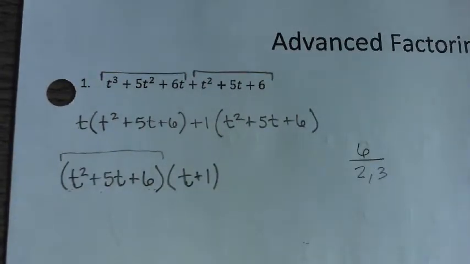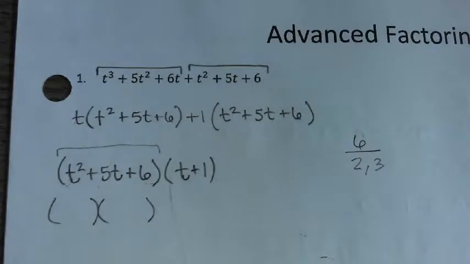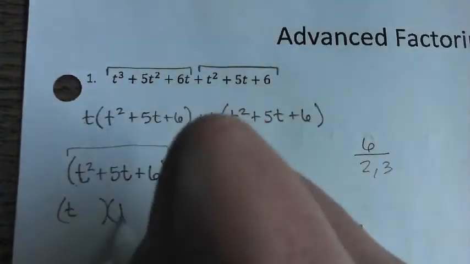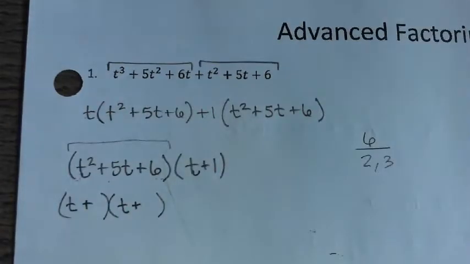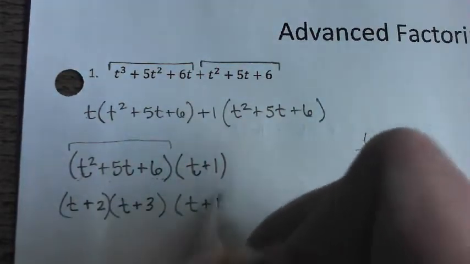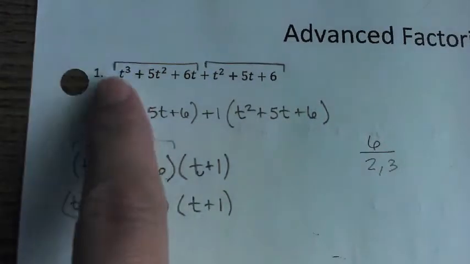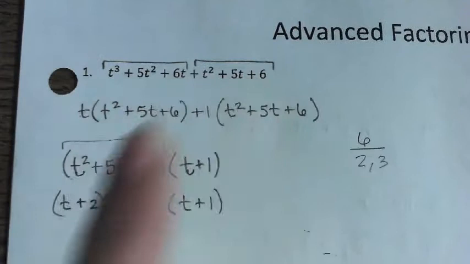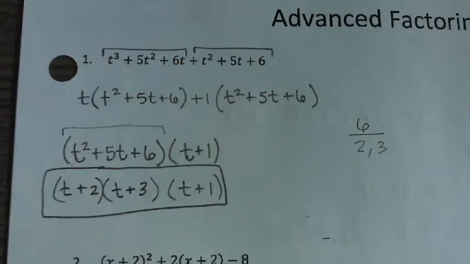Now, if you want to use those two numbers and split the middle term, you can. I tend to think that this one is easy enough to do by guessing and checking. We have a T and a T. It has to be a plus and a plus. And then the 2 and the 3 are the two numbers that will work. And then, of course, you have the T plus 1. So the original polynomial has now factored into 3 factors, and that's your final answer.